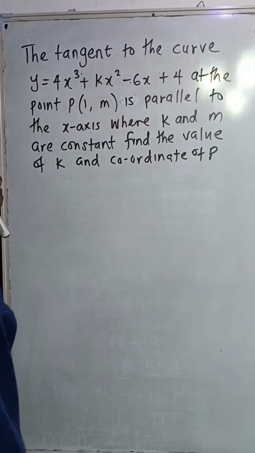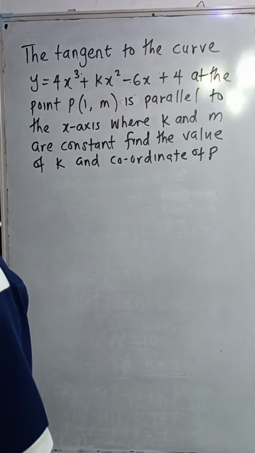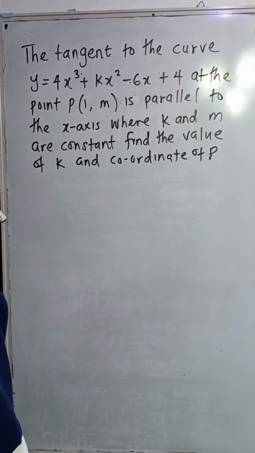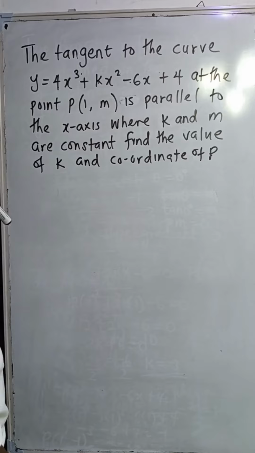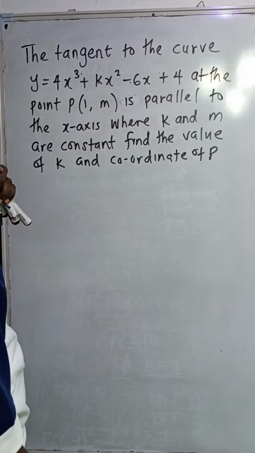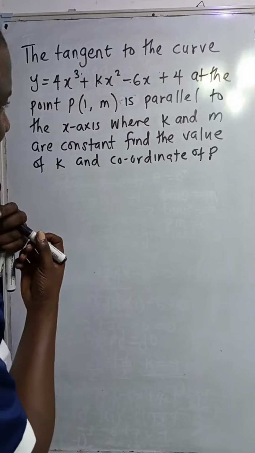Let's look at the straight line questions. We say the tangent to the curve y equals 4x cubed plus kx squared minus 6x plus 4 at the point P(1, m) is parallel to the x-axis, where k and m are constants. Find the value of k and the coordinates of P.